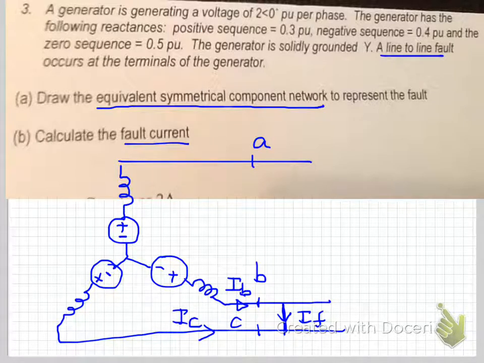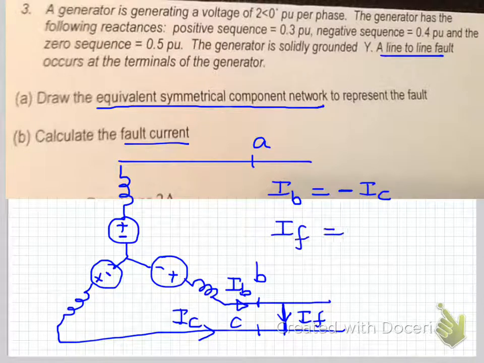Now if we try to summarize a few things from this diagram, one thing is that the current IB equals the negative of current IC because they are flowing in opposite directions. The other thing is the fault current is the same as current IB, or you can say negative of IC, either one of them is true. The other thing is since both of them are connected together, the voltage at those 2 points is the same.